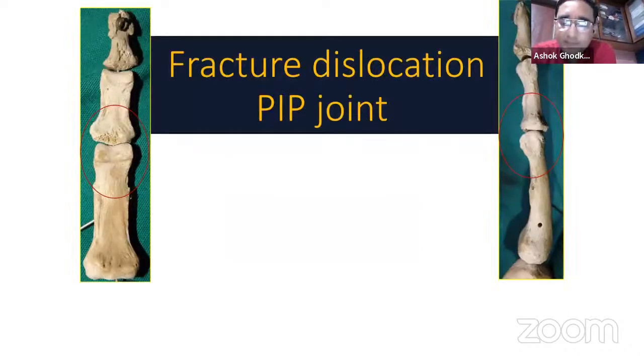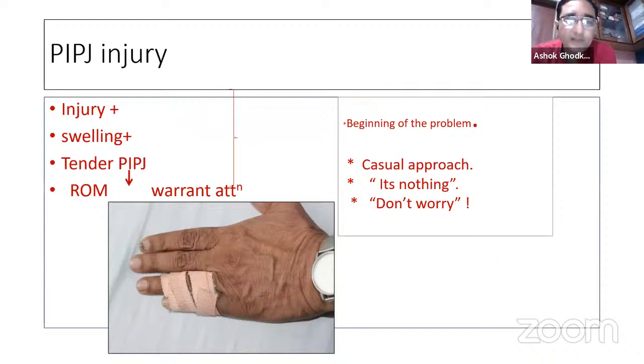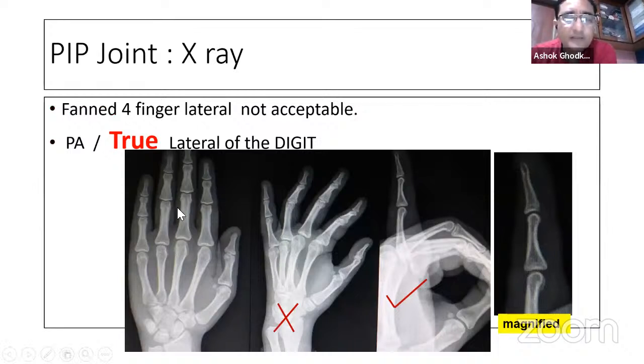Fracture dislocation of the PIP joints. In PIP joint injuries, many times what we see is we give buddy strapping with a very casual approach, as if it's nothing, don't worry. Many times only two x-rays are done, an AP and oblique. With these two x-rays, usually we miss the fracture. What we want is a true lateral x-ray so that you can see the joint and make the diagnosis.